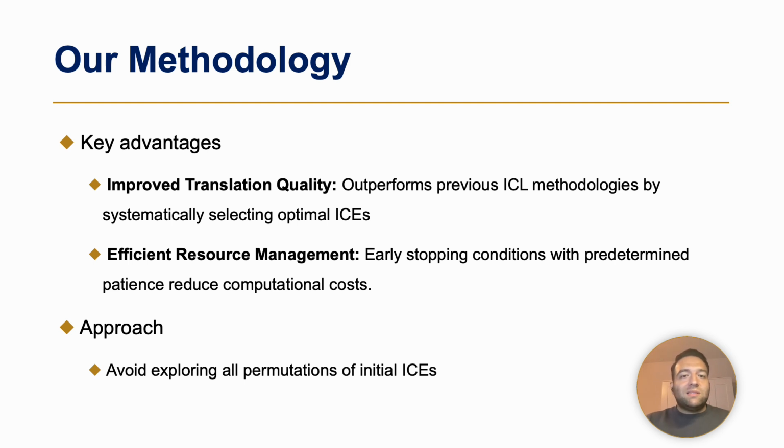Our methodology enables the systematic selection of in-context examples that enhance translation quality compared to previous in-context learning methods, while efficiently managing the computational resources needed for the search process. We achieve this efficiency by incorporating early stopping conditions with the predetermined patience threshold, which helps avoid unnecessary computations. It is important to highlight that we don't explore all possible permutations of the initial in-context examples, as this would involve numerous attempts and significantly increase computational costs during the search process.